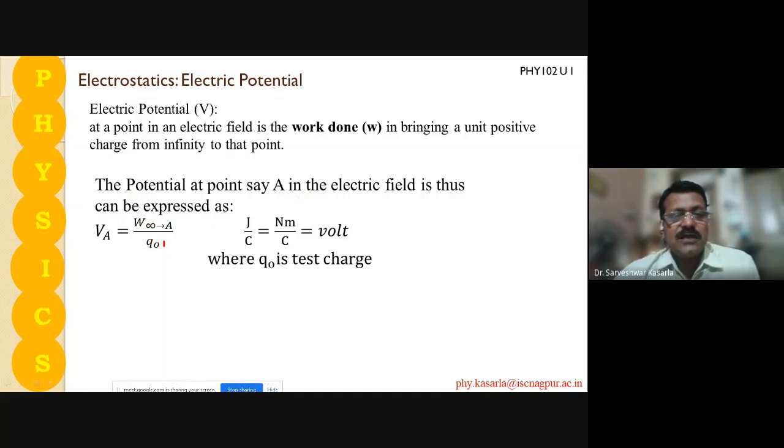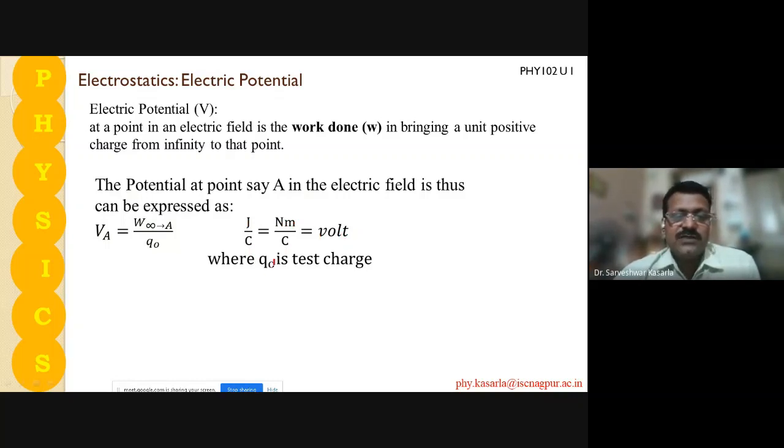the charge we can move is a test charge. 1 coulomb charge practically does not exist. Therefore, we make use of the test charge. So the potential at point A is the work done in bringing a test charge from infinity to that particular point A, divided by the test charge. So its unit will be joule per coulomb, or say newton meter per coulomb, or say simply volt.